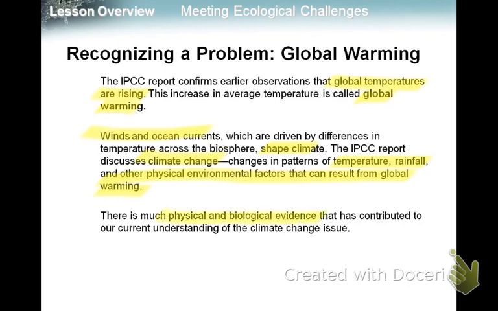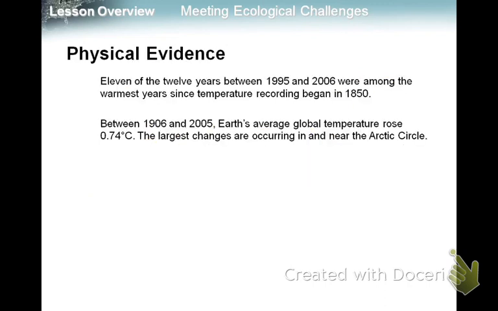There's much physical and biological evidence that contributes to our current understanding. 11 of the 12 years between 1995 and 2006 were among the warmest since temperature recording began in 1850. Between 1906 and 2005, average global temperature rose almost a degree, 3/4 of a degree.